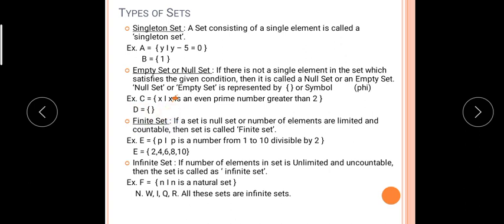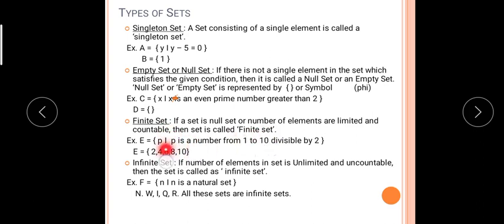Now the finite set. If a set is a null set or the number of elements is limited. Null set means what? There is no element. And limited means what? We can count the number of elements present in a given set. Then such a set is called a finite set. If a set is null or the number of elements is countable, then we call it a finite set.